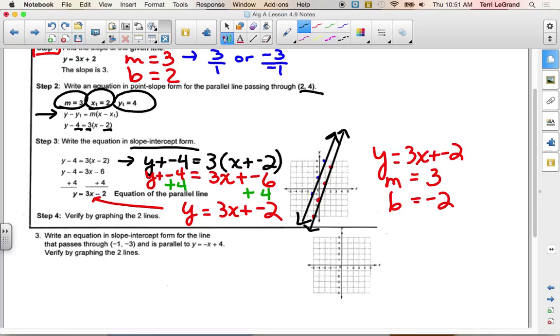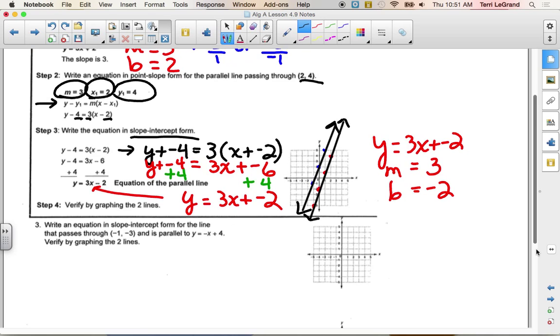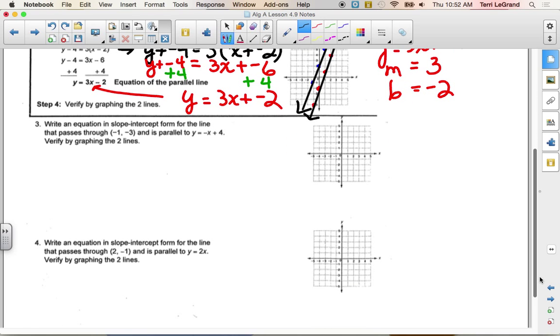Okay, so typically what we're not going to do is put the given point on the graph to start with. Here's what we're going to do. We're going to get the equation. And I think what we could do is graph the given line. And then we'll go to work doing our steps 1, 2, 3. And then in step 4, we'll graph our new equation, our new line. And then we'll check to see if it goes through the given point. Okay? So let's do number 3 here.